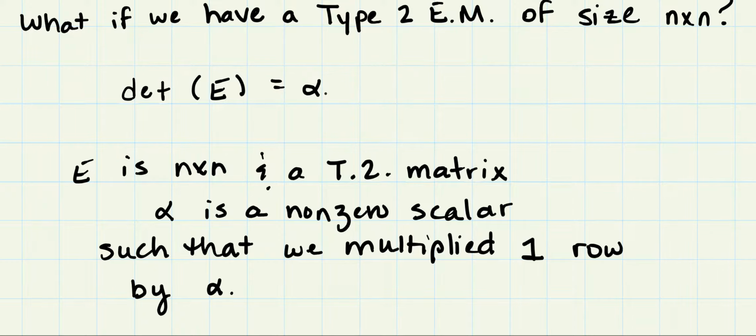Just think about it. You got a big matrix. We have the identity matrix, and we just multiply one of those rows by alpha. So the only thing that's going to change is one of those rows where you have a 1 is going to become alpha. It's going to be a diagonal matrix, so the determinant is still going to be alpha.